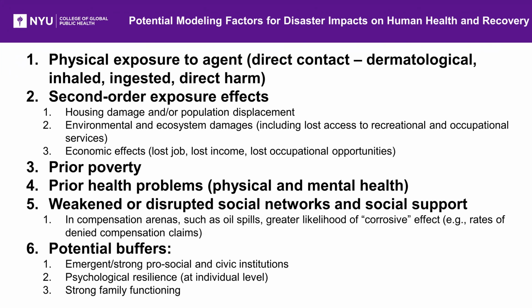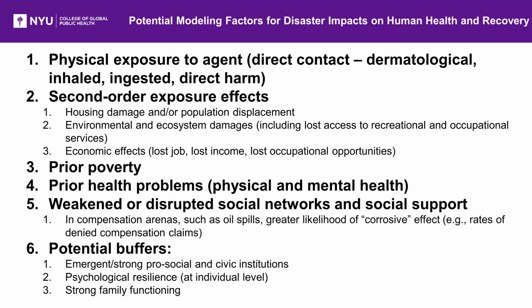One of the things I'd like to suggest to the group is thinking about weakened or disrupted social networks and social support. Particularly in oil spills where you have compensation arenas, it may pay to look at the rates of denied compensation claims as a way of estimating the corrosive effect of an oil spill on social networks. If there are a greater number of denied claims, you could argue that people will feel aggrieved and begin to lose some of their sense of social cohesion.